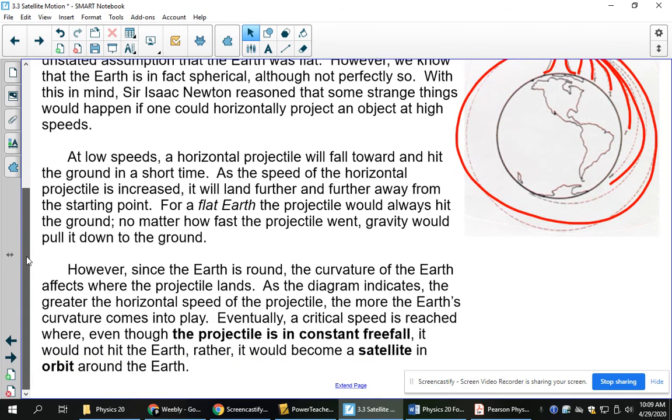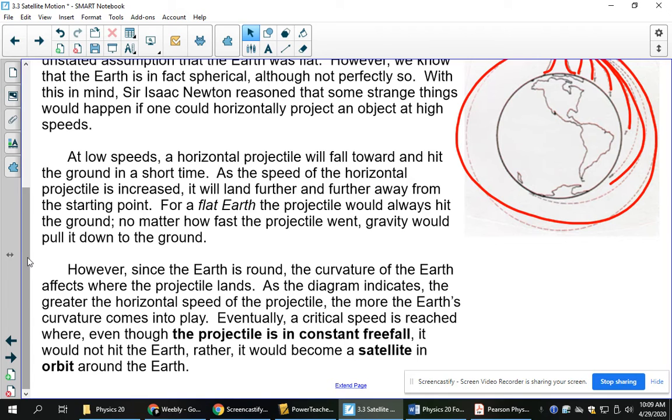At low speeds, it falls towards the ground and hits the ground in quite a short period of time. At the speed of the horse, as it increases, it gets further and further away from the starting point when it hits the ground. For flat Earth, it would always hit the ground. No matter how fast the projectile went, gravity would always pull it down and it would hit the ground. However, since Earth is spherical, the curvature of the Earth affects where the projectile lands. As the diagram is showing you, the greater the horizontal speed, the more the Earth's curvature comes into play.